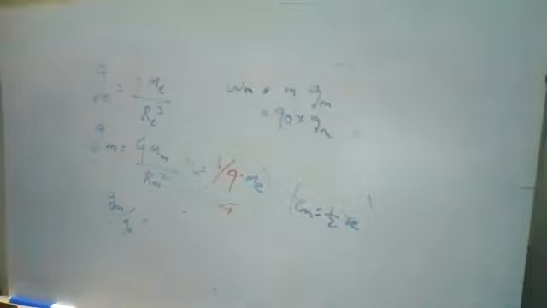Next heading: variation of small g with altitude. Whatever we are discussing here is with respect to acceleration due to gravity only. In the first case, the object was placed on the surface of the earth. Now the second case, variation of small g with altitudes: the object small m is placed at a particular height from the surface of the earth.